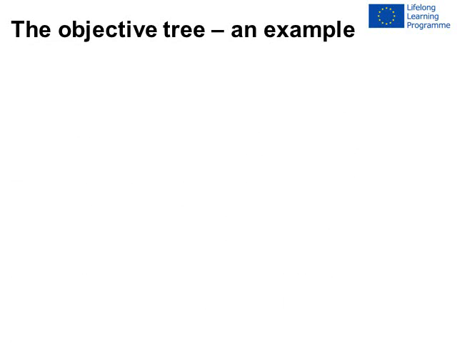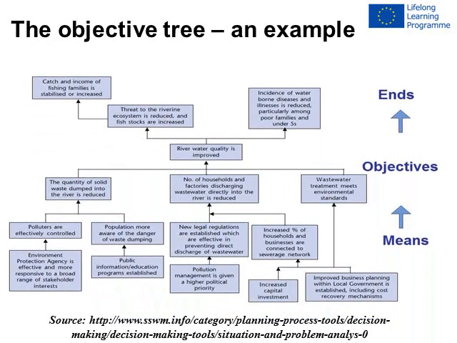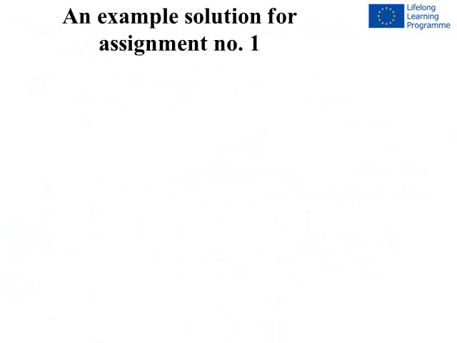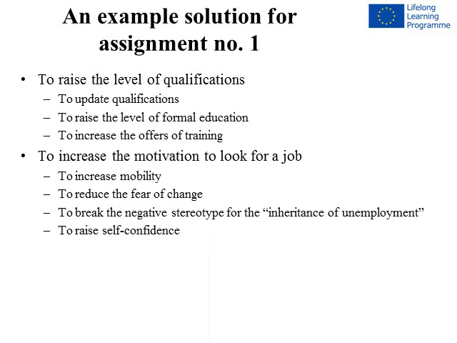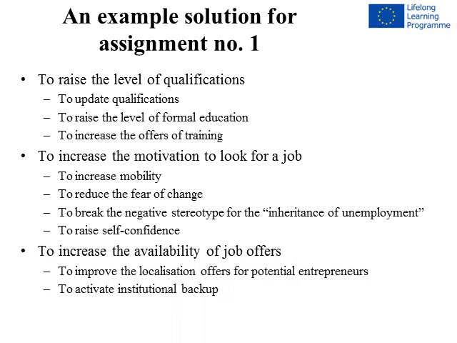The objective tree, an example. This is illustrated below. An example solution for assignment number 1. To raise the level of qualifications. To update qualifications, to raise the level of formal education, to increase the offers of training, to increase the motivation to look for a job, to increase mobility, to reduce the fear of change, to break the negative stereotype for the inheritance of unemployment, to raise self-confidence, to increase the availability of job offers, to improve the localization offers for potential entrepreneurs, to activate institutional backup.